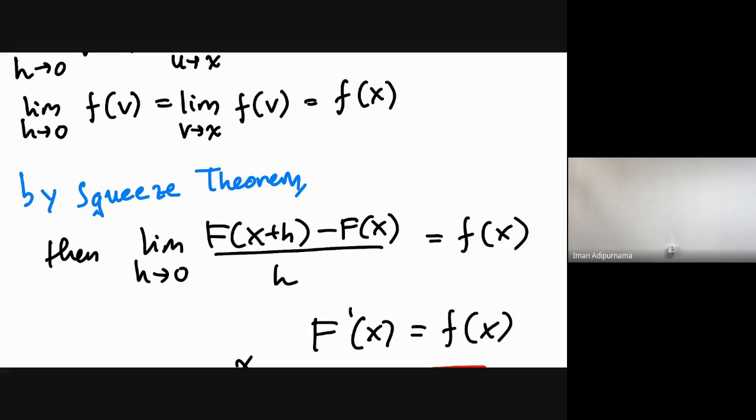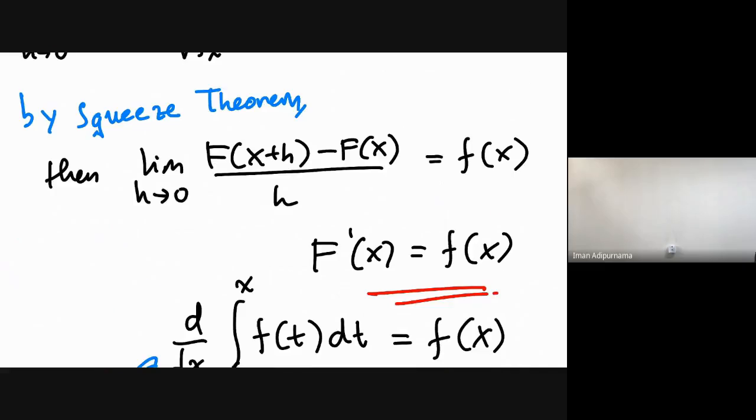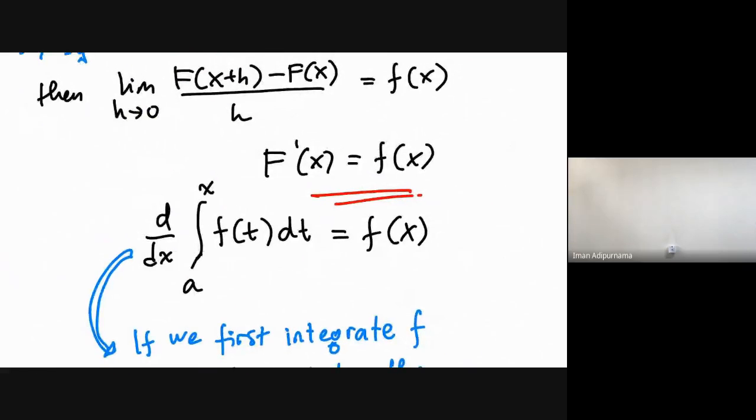So this concludes the proof that it's true that the big F prime of x is our original function. And we can also say that if you have d/dx and you have integration, basically these two will cancel, and it will return the original function, which is f(x).